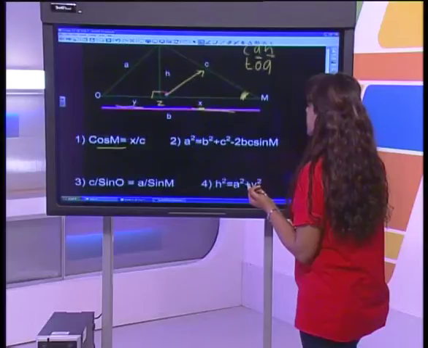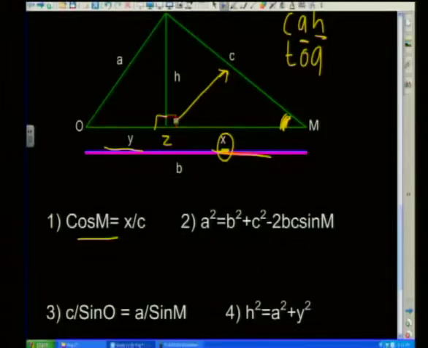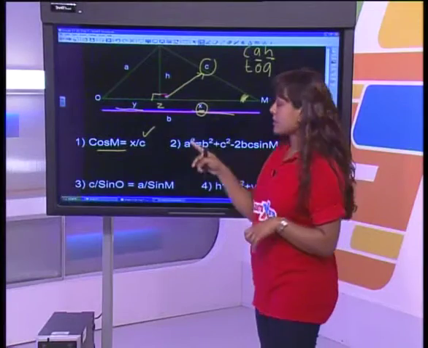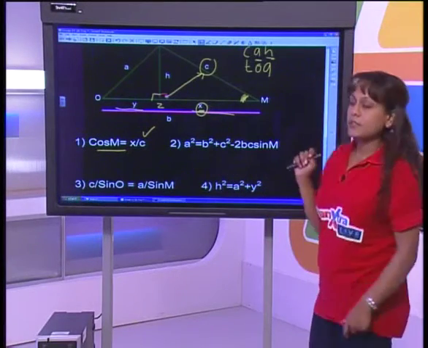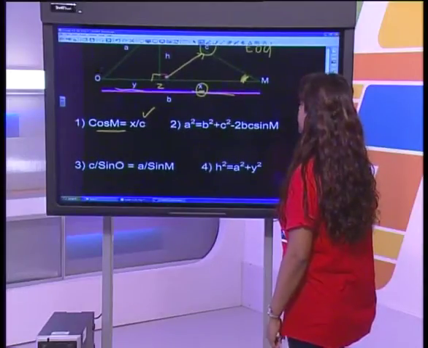So cos of angle M is going to be adjacent over hypotenuse. So it's going to be x over c. So the first one is true. All right. So guys, if you're following at home and you've quickly made a sketch of this diagram, I hope that you got the first one right. So cos of M is equal to x over c. That is true. Okay, let's have a look at the next one.